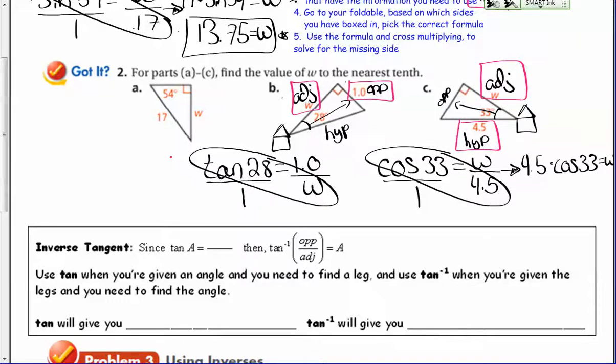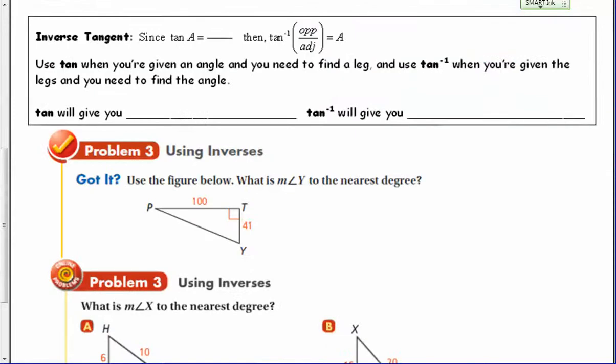I'm going to go to my calculator. I'm going to type in, and you should do the same thing, 4.5 times the cosine, 33, hit enter. And I am getting 3.77 equals W. All right, take a minute to practice those two problems, and then we will do the next step.